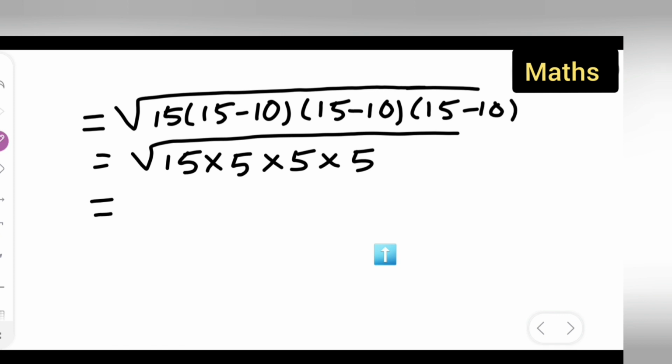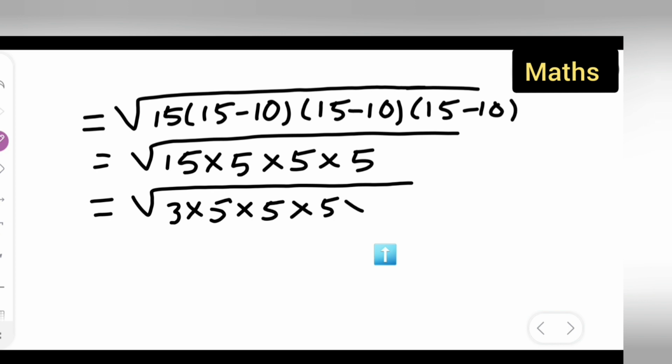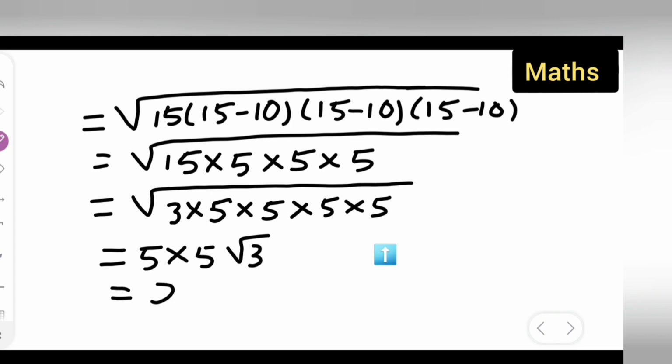So how many 5 is common? Now this you all can make it as 3 5s are 15. Then write down 5 multiplied by 5 multiplied by 5. So basically here 2 5s will come out. 5 multiplied by 5 will come out into root 3. So your answer will be 25 root 3 centimeter square. Okay, so I hope you all have understood how to solve this part.